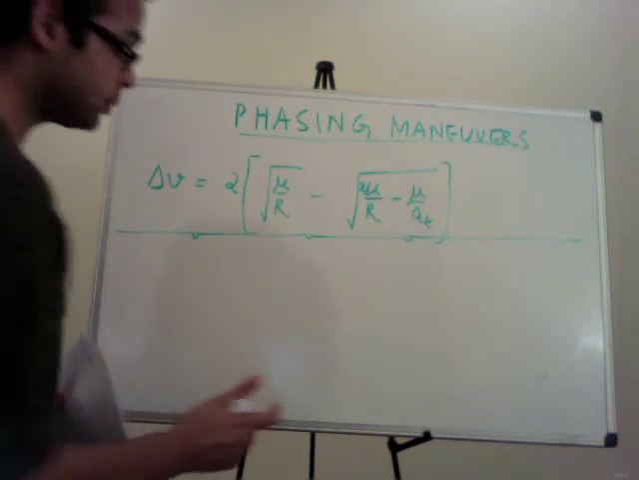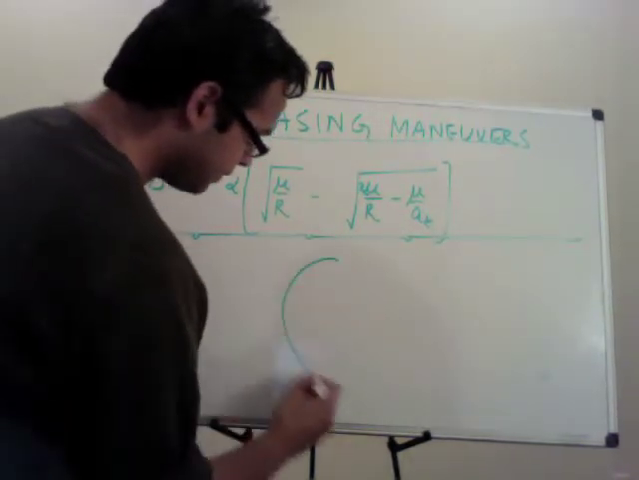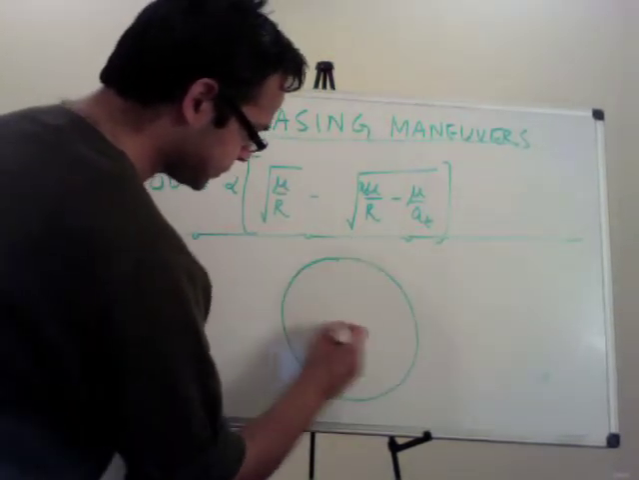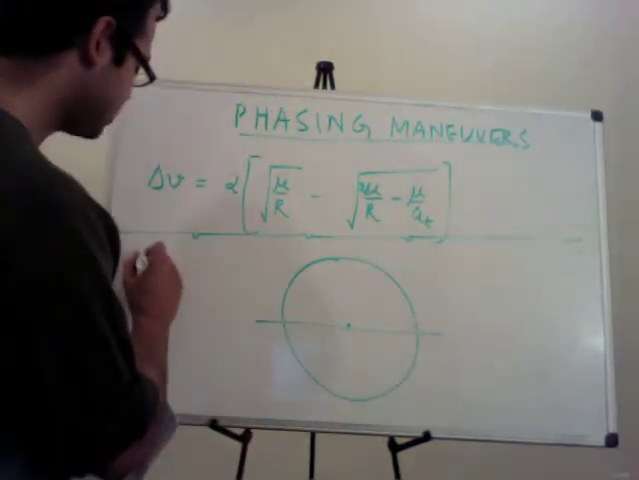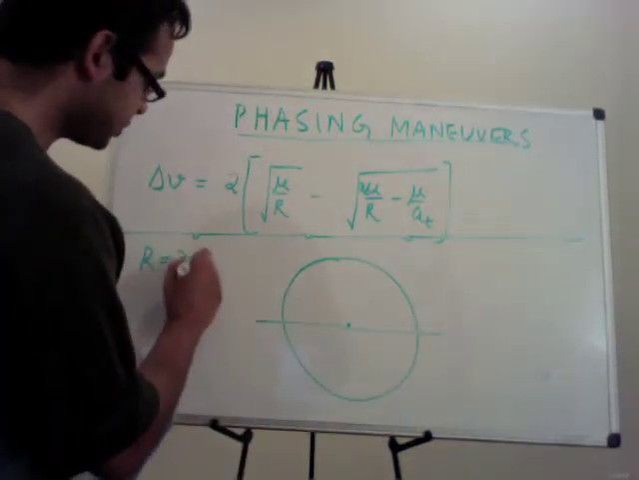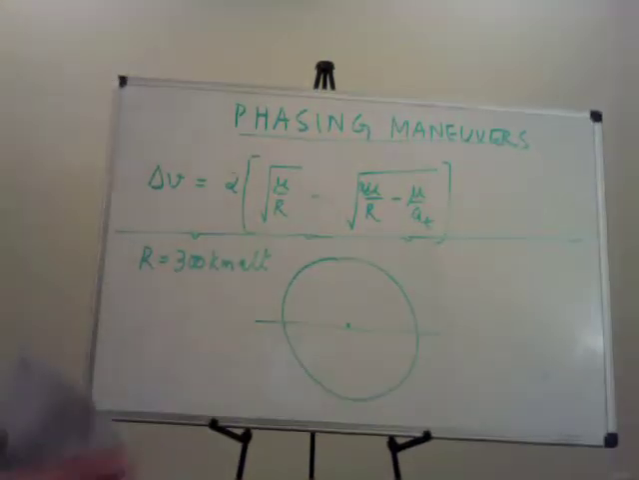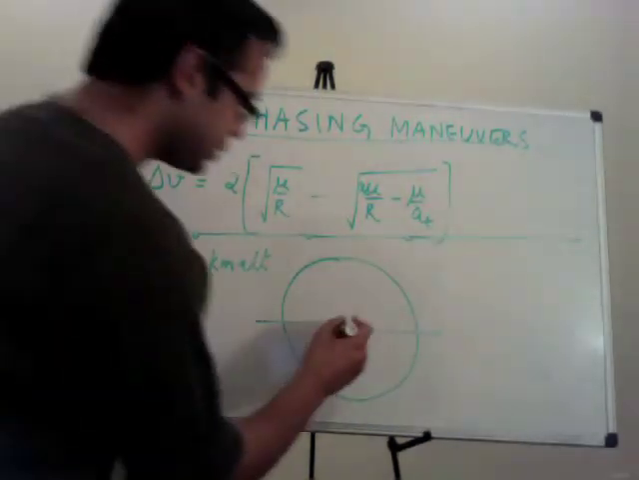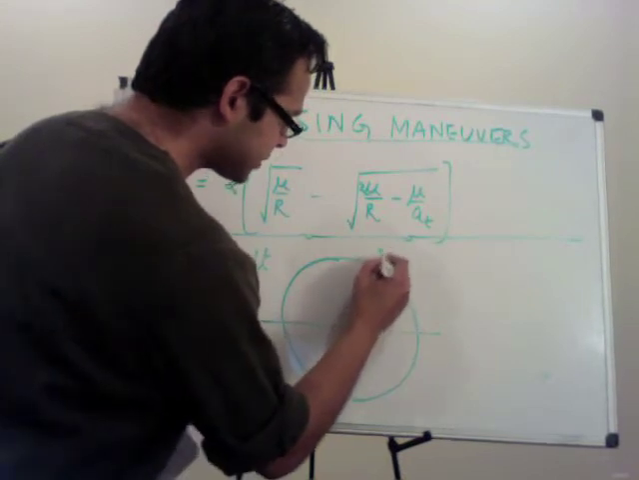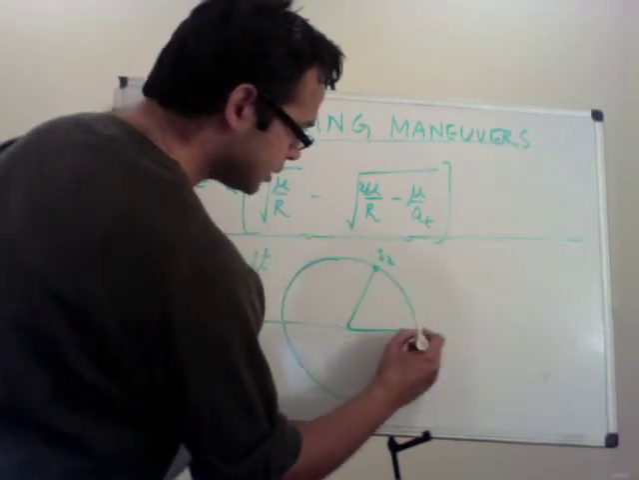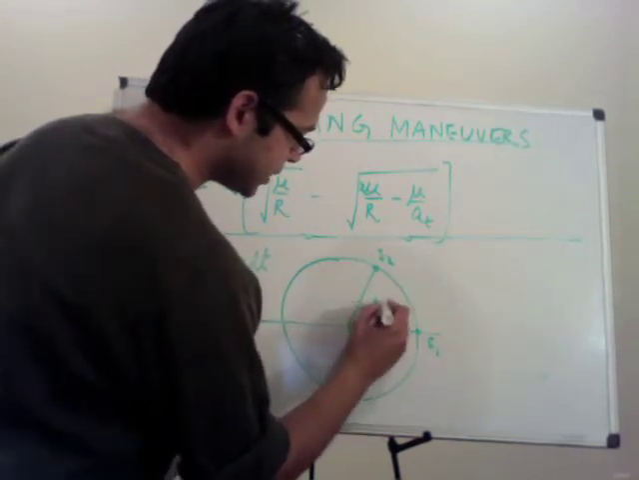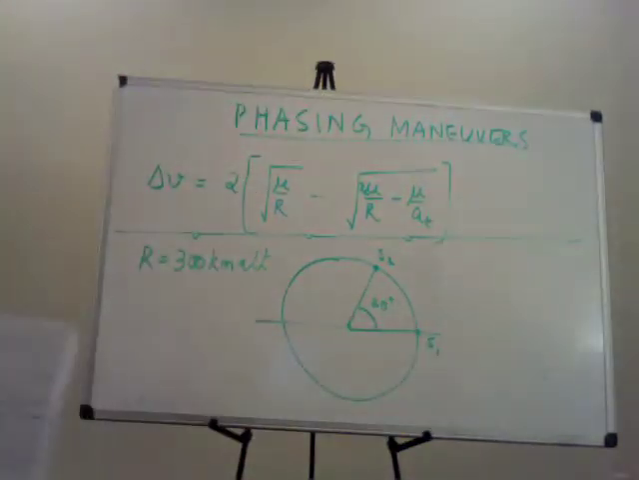So here's the problem that we're trying to solve. We have a circular orbit of altitude 300 kilometers, and our target spacecraft S2 is leading the chasing spacecraft by an angle of 20 degrees. So that's beta.